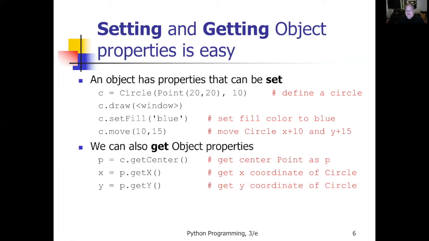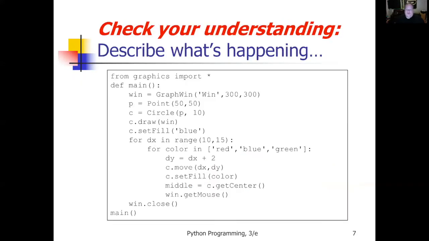So we can set and we can get properties of an object, and all of these methods, these functions for setting and getting for circles and rectangles and points and all of that, this is all documented in chapter 4 of Zelle. Make sure you take the time to review that, and also the PDF file, which is the documentation.